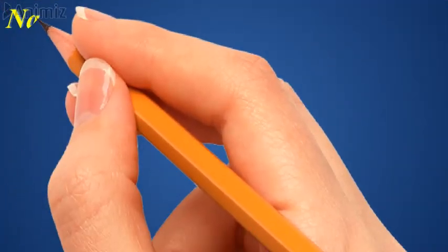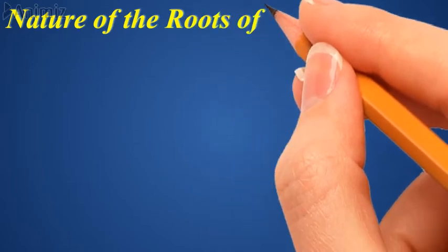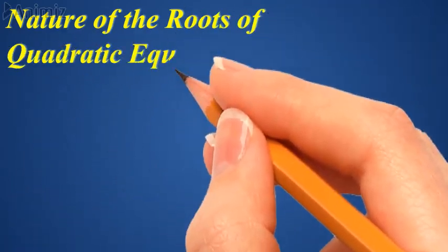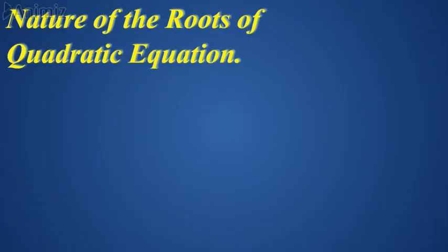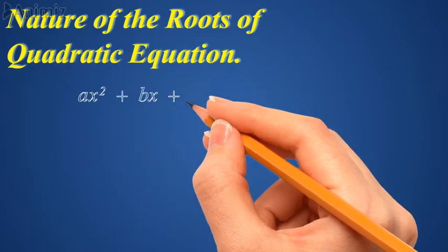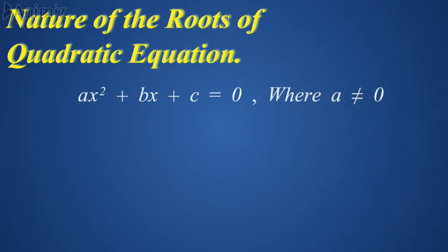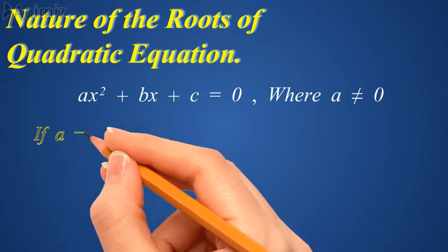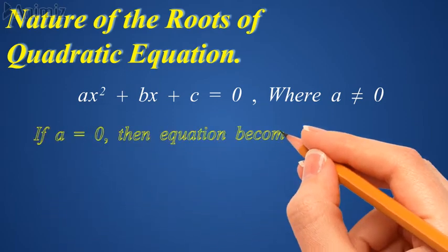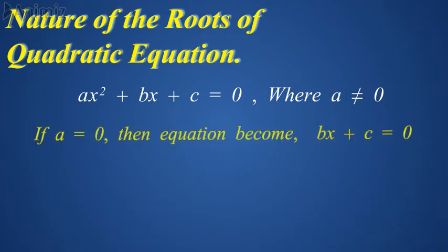Welcome to today's lecture. In this lecture, we will talk about the nature of the roots of a quadratic equation. A quadratic equation is any equation that can be rearranged in standard form like this, where x represents an unknown, and a, b, and c represent known numbers, where a is not equal to 0. If a equals 0, then the equation is linear.